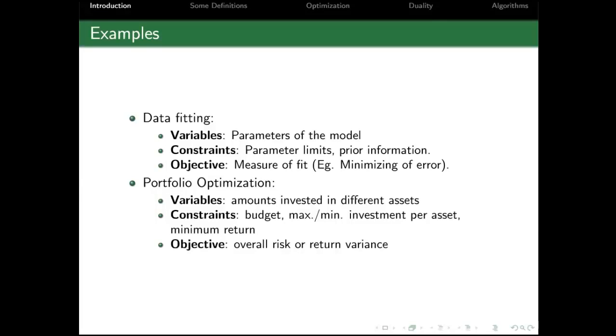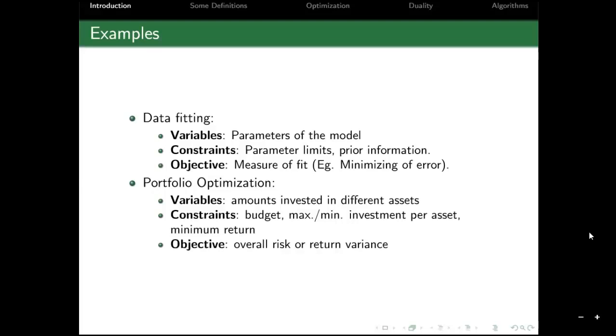Another example of application of optimization is portfolio optimization. So by portfolio optimization, we mean to optimize the amount of money I can invest in various assets. So these assets could be something like shares from different companies or any other investment options. So the variables would be the amounts I invest in all the options available. The constraints would be the overall budget, the maximum or the minimum investment per asset, and the minimum return I expect from each asset. Objective would be to minimize overall risk or minimize the return variance.